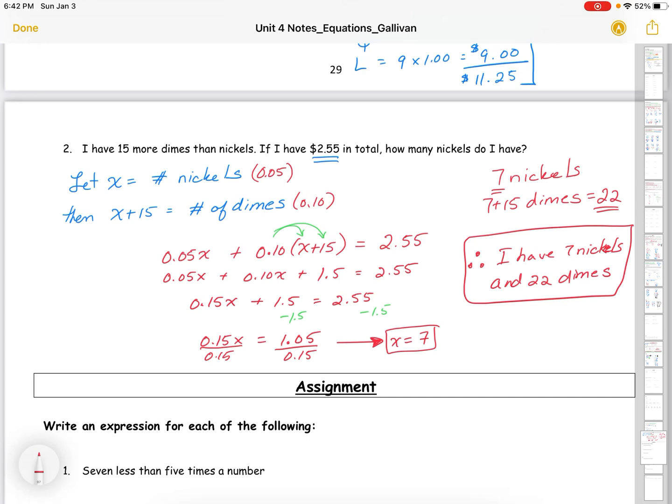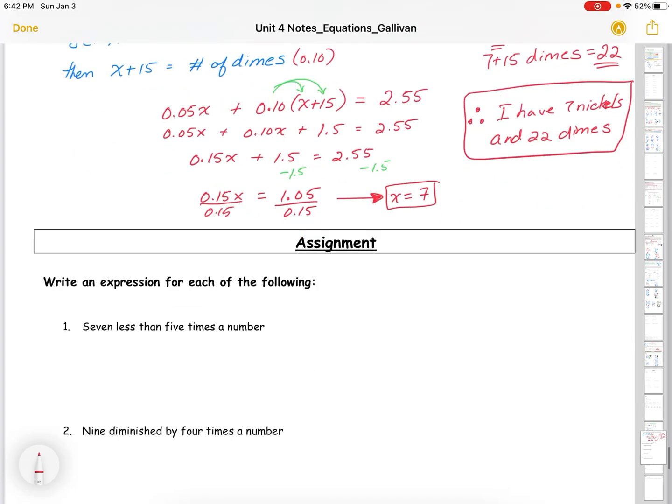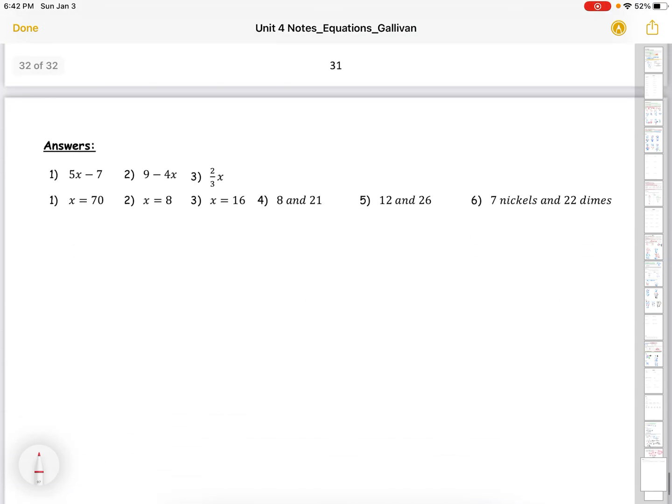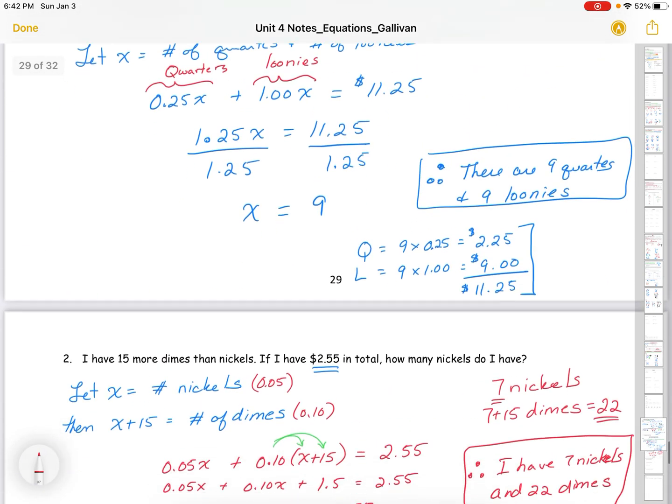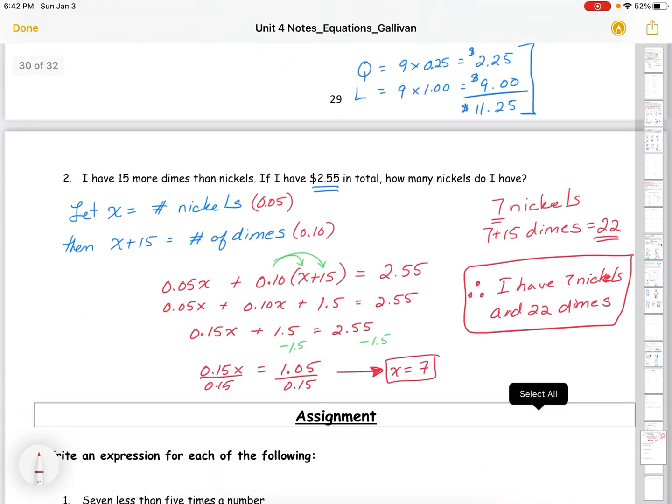Okay, so the big thing is really taking your time. Take your time on the translation because you know how to solve the equations. Okay, and then once you do that, it solves a lot of your problems. Okay?